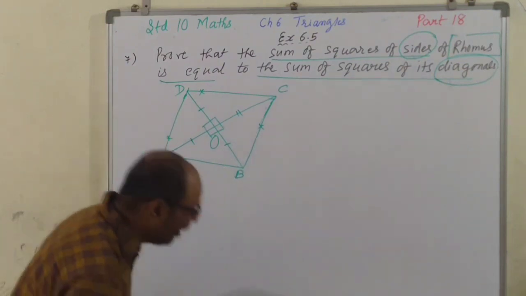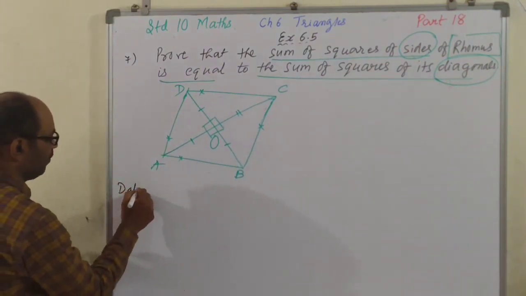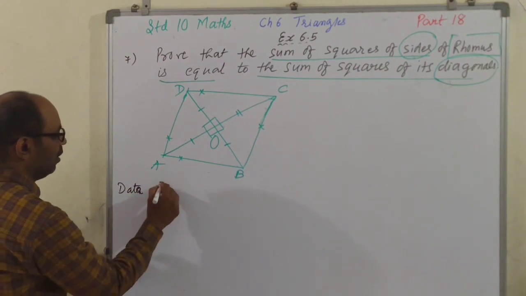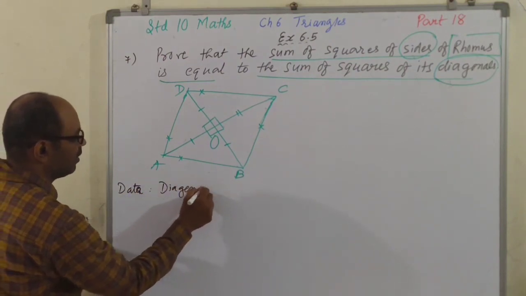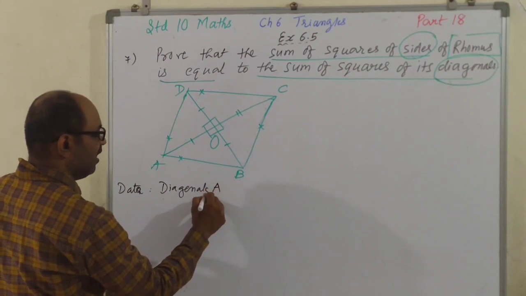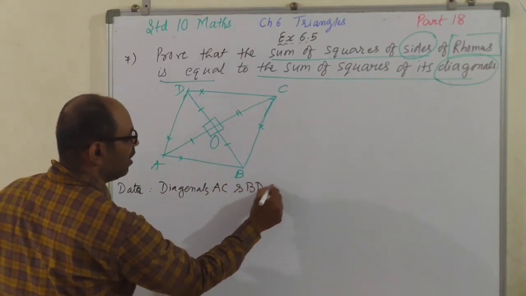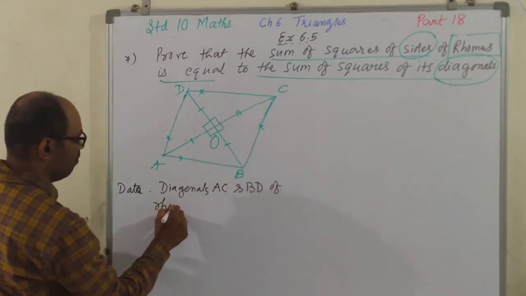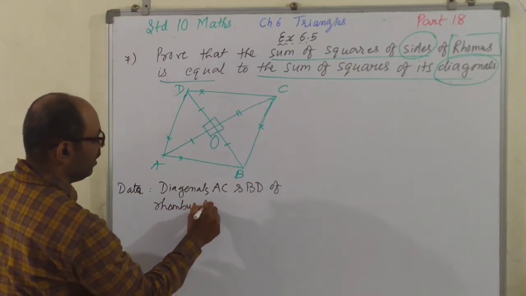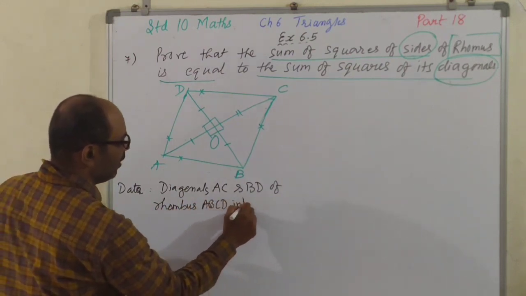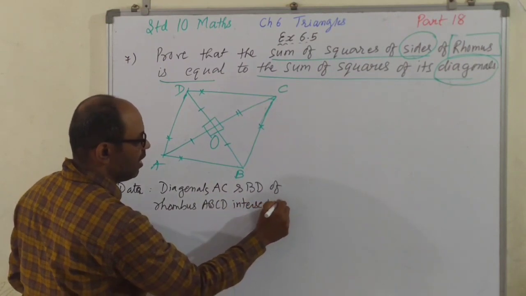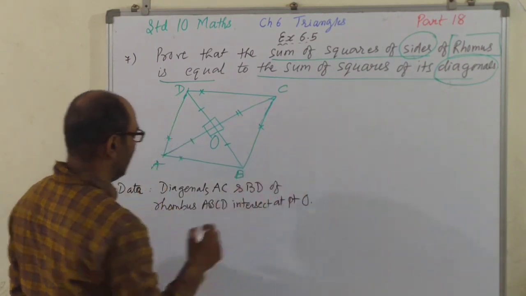Let's write the data first. Okay, data. Diagonals AC and BD of rhombus ABCD intersect at point O. That's it.